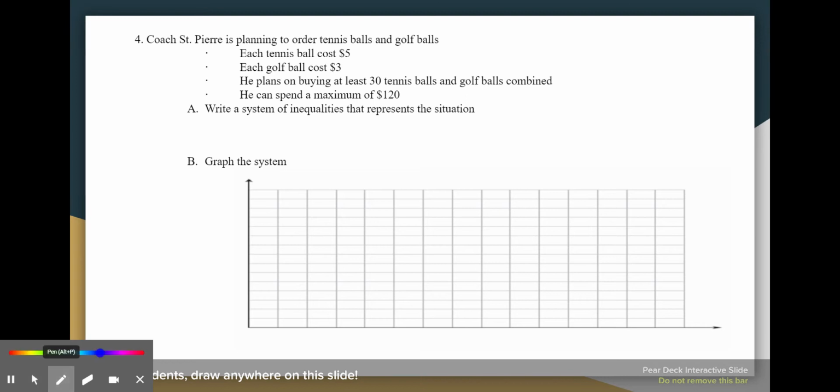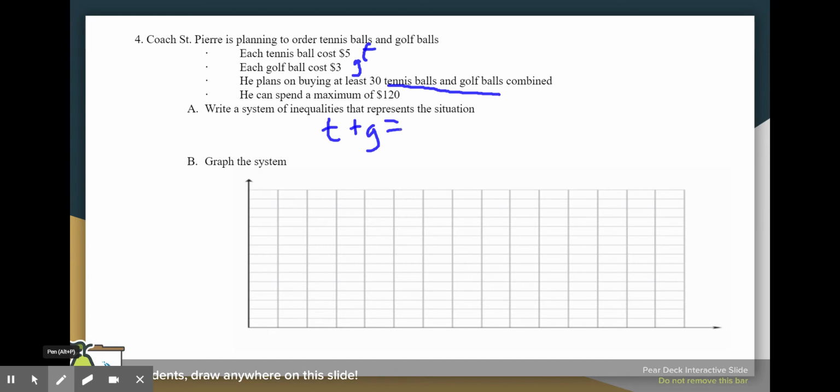So this one's not easy. When we write a system of equations, we have to think: they're giving us how many tennis balls and golf balls, and then they're giving us the cost of each. So let's let each tennis ball be T, and the golf ball can be G. So I know that I'm buying 30 total. So one equation could be T plus G equals 30.